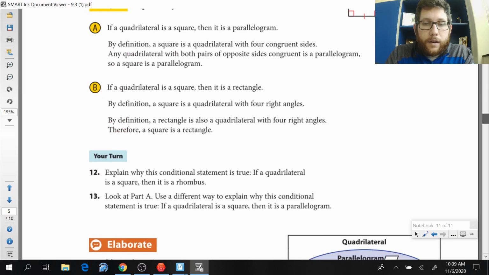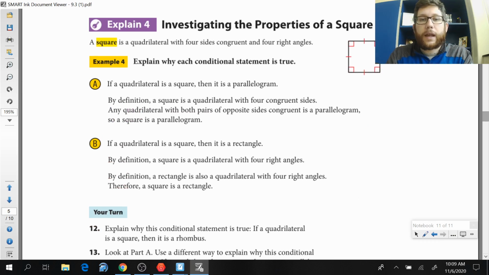The square is the combination of a rhombus and a rectangle. The nice thing about a square is that there are no new theorems with a square. It's just a compilation of your rhombus rules, your rectangle rules, and your parallelogram rules. It has all the rules. No new ones, just all of the rules.